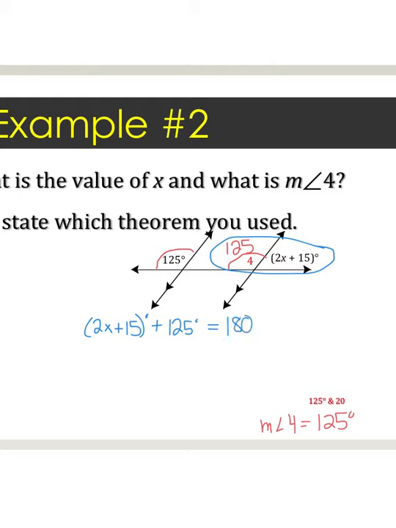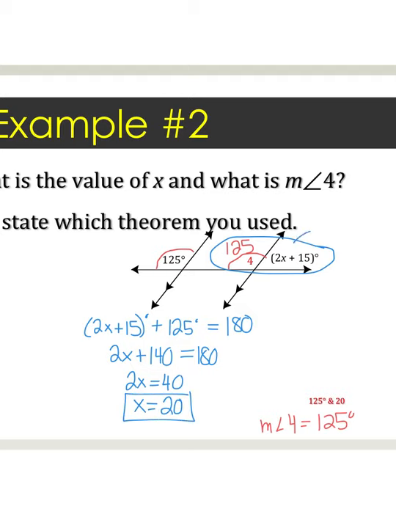They are supplements. So let's clean up our left side. 2x plus, I'm going to get 140 when I add 15 plus 125. This is going to equal 180 degrees. Subtract 140 from both sides, we get 2x equals 40. X is going to equal 20.